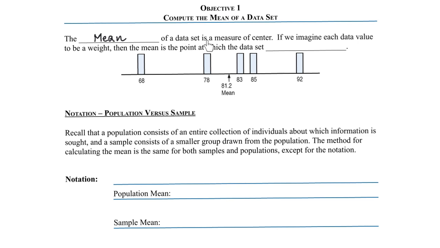The mean of the data set is a measure of center. If we imagine each data value to be a weight, then the mean is the point at which the data set balances. Remember that the population consists of the entire collection of items about which information is sought, and the sample is a small group drawn from the population. The method for calculating the mean for the population and the sample is the same except for the notation.